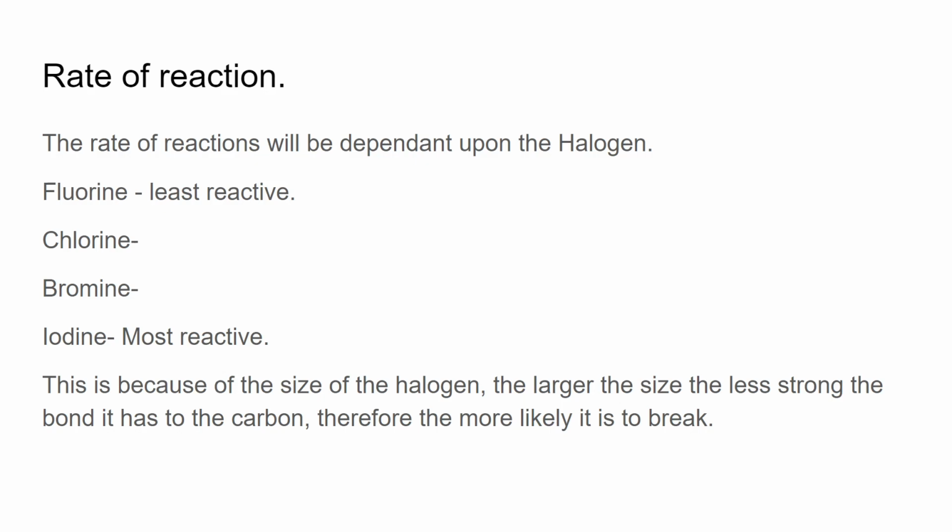Okay, and then chlorine is the next least reactive, followed by bromine, then iodine. And this all has to do specifically with the size. Okay, so the smaller the size, the more tightly it bonds to carbon. The larger the size, the more weakly it bonds to carbon. And therefore, it's easier to bump off the larger molecules like iodine than it is the smaller ones like fluorine. Okay.